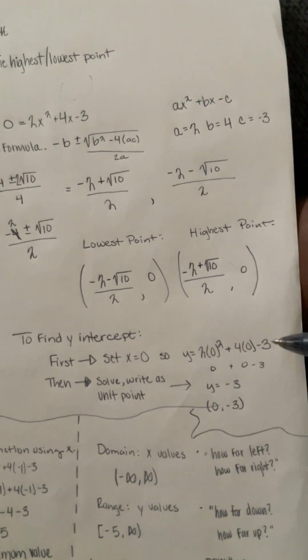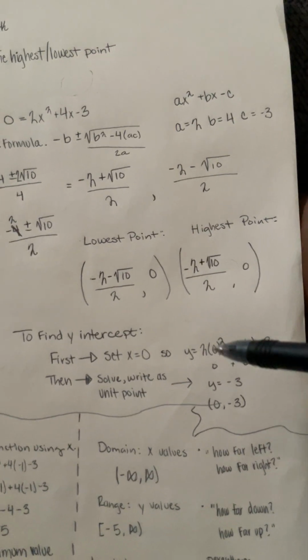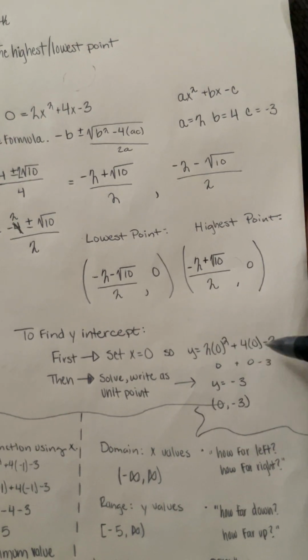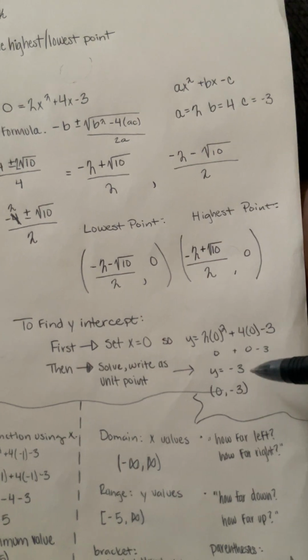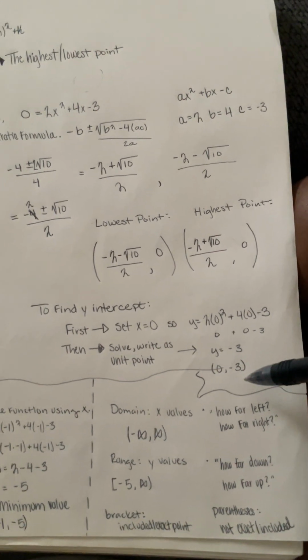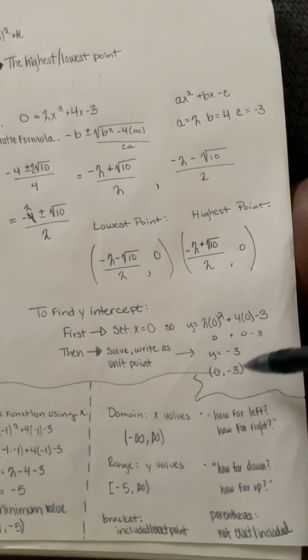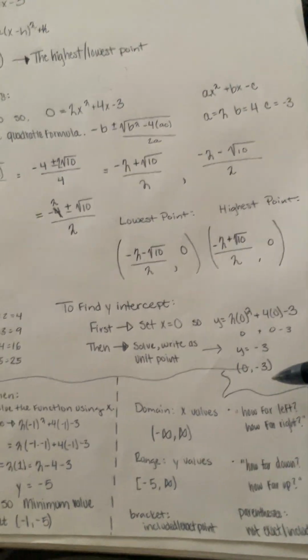Set x equal to 0. So if this is our equation, we're going to use our x equals 0, plug it in, and we're going to end up getting y equals -3, which if we write it as a unit point, we're going to get (0, -3), because that's our y value.